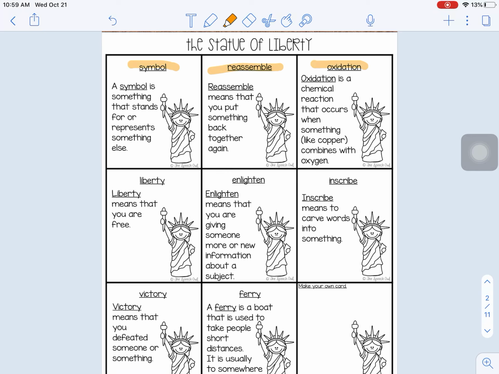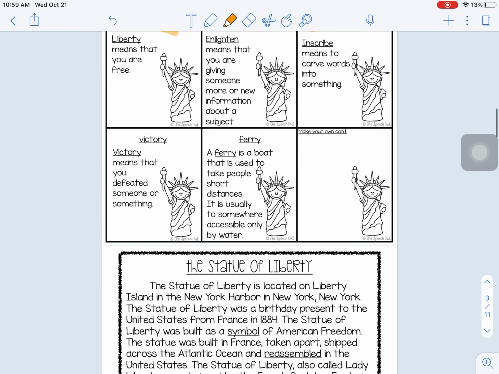Oxidation. This is a tricky word. Oxidation is a chemical reaction that occurs when something like copper combines with oxygen. Liberty means that you are free. Enlightenment means that you are giving someone more or new information about a subject. Inscribed means to carve words into something. Victory means that you have defeated someone or something. And ferry is a boat that is used to take people short distances.